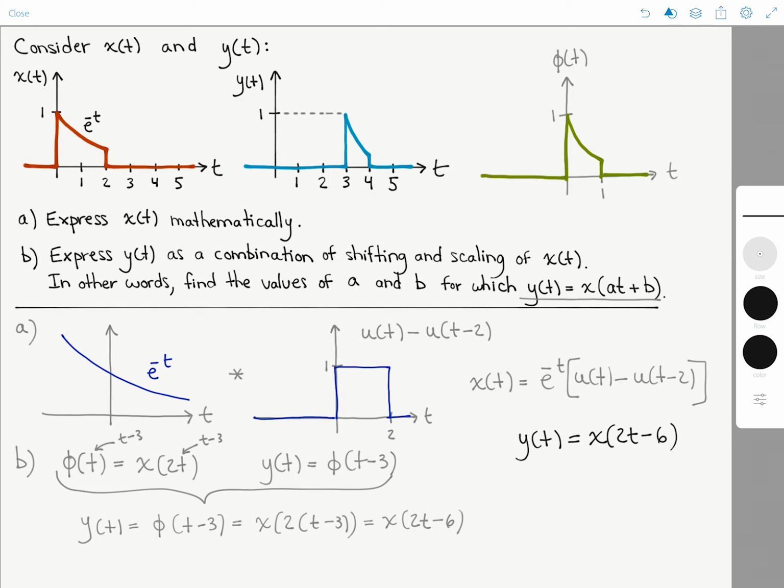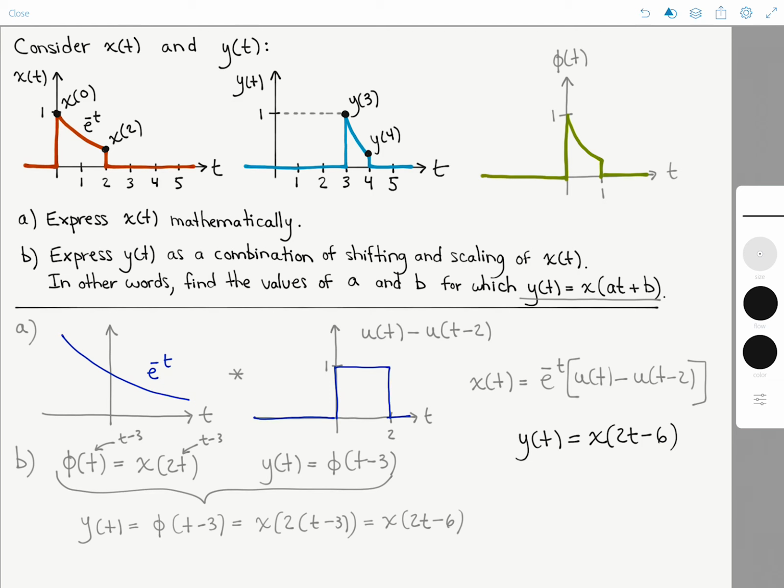Now, it would be reassuring if we could make sure that this relationship holds for specific values of time. For example, we know that the amplitude of y of t at time t equal to 3 should be the same as the amplitude of x of t at time t equal to 0. Similarly, we know that the amplitude of y of t at time t equal to 4 should be the same as the amplitude of x of t at time t equal to 2.